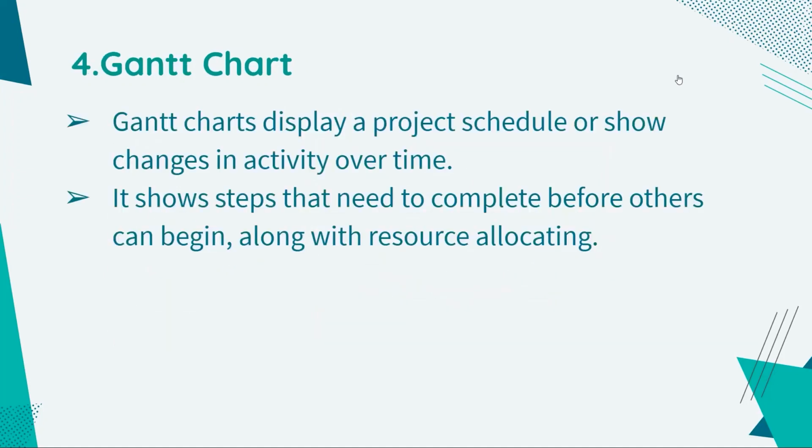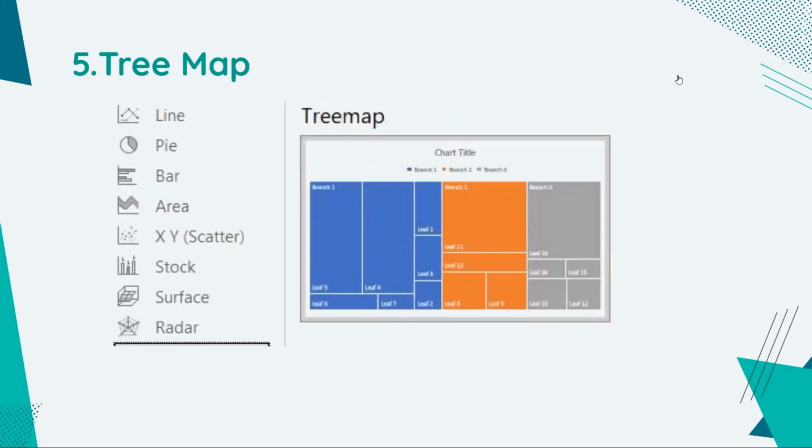Gantt chart. Gantt charts display a project schedule or show changes in activity over time. It shows steps that need to complete before others can begin, along with resource allocating. Then we have tree map. Tree map is an effective way to investigate the relationship between different variables, showing if one variable is a good predictor of another or if they tend to change independently.